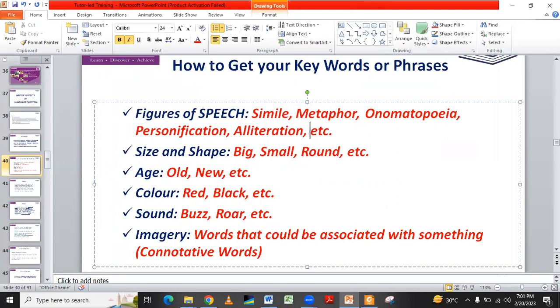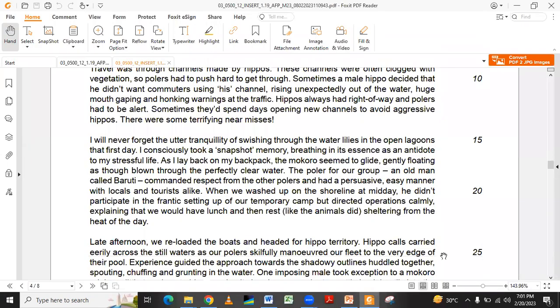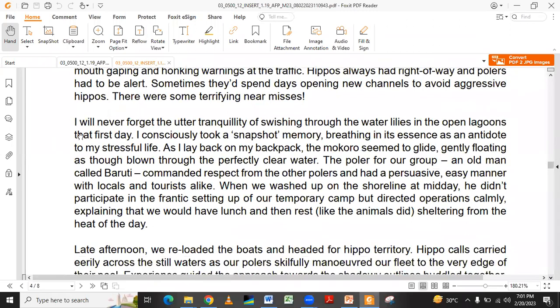Alliteration. Okay? So where you see a figure of speech, you know that this is a point. The truth is that if you are very, very good with figures of speech, you can even find 3 figures of speech. Now, let's look at this paragraph. I will never forget. Can you look for any figure of speech here?